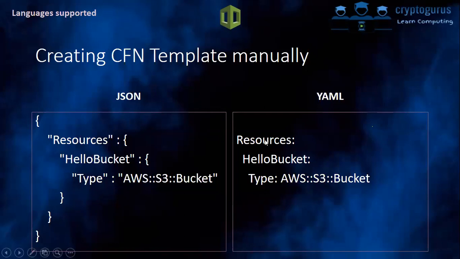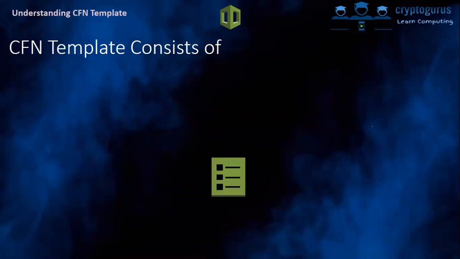Or you can go with YAML. In YAML, you don't need to specify any quotation marks or curly braces. You can just mention Resources, then HelloBucket, and the type of resource. And this is how I can write the CloudFormation template. Okay, so far so good, right?